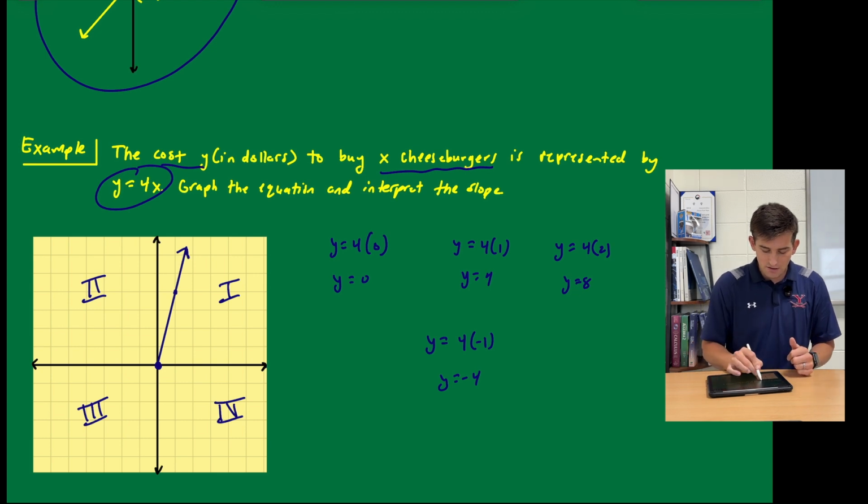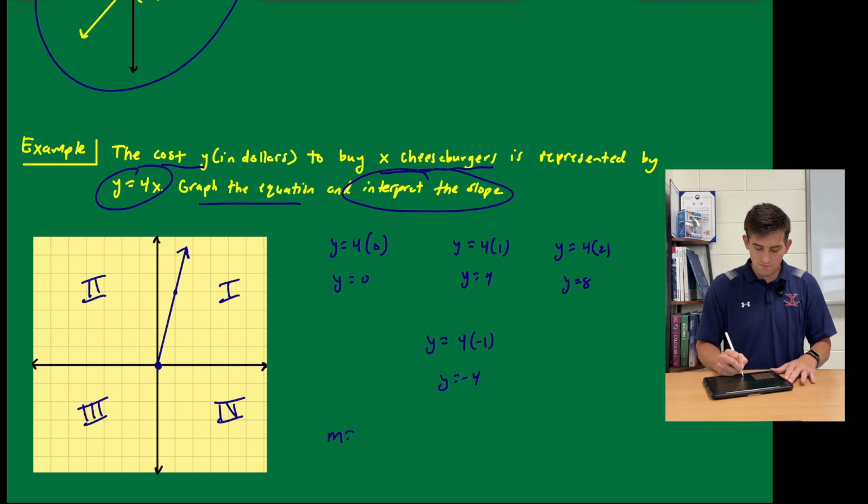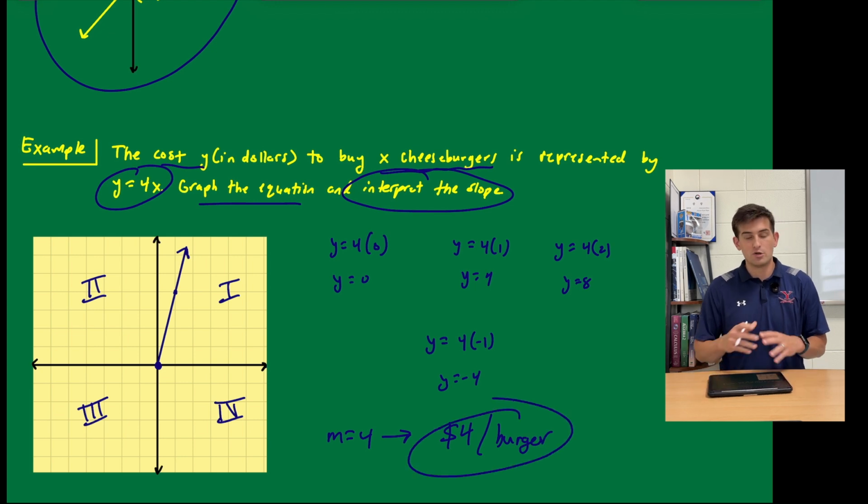So that is the equation graphed, and it says to interpret the slope. The slope, remember, is our m value. So in this case, m is 4, and that just represents that it's $4 for each cheeseburger. We'll just call it a burger, okay? So $4 per burger, and that's what our slope represents. That's how we would graph it, and that's a little bit about how we can graph proportional relationships.